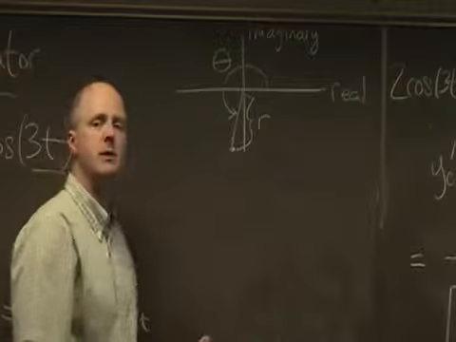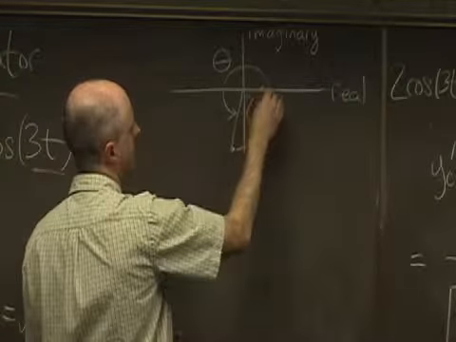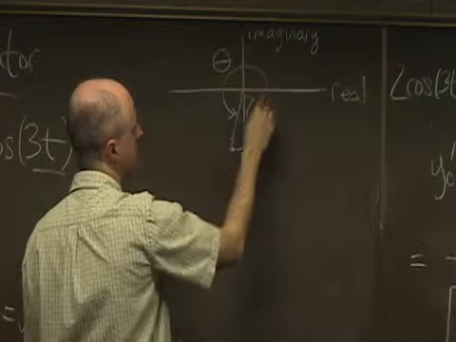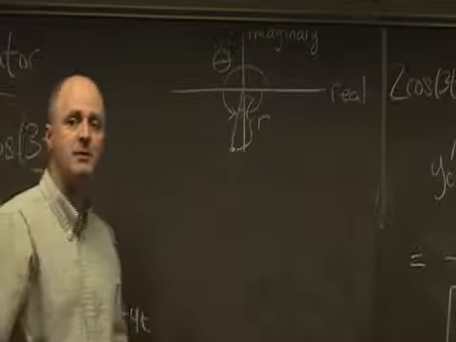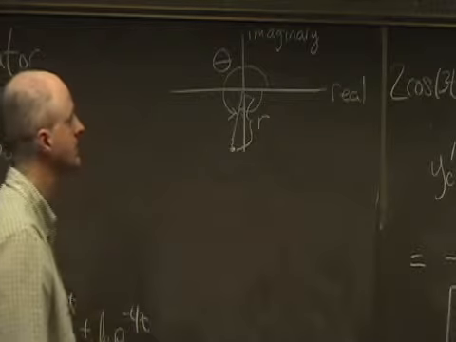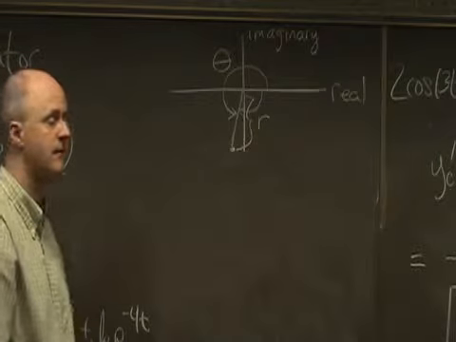There is redundancy with polar coordinates. You could use a different theta. You could go, instead of a counterclockwise rotation, you could go clockwise, and then you'd have a negative theta. Or you can add multiples of 2 pi to this. Let's see if we can figure out r and theta as we have them drawn.